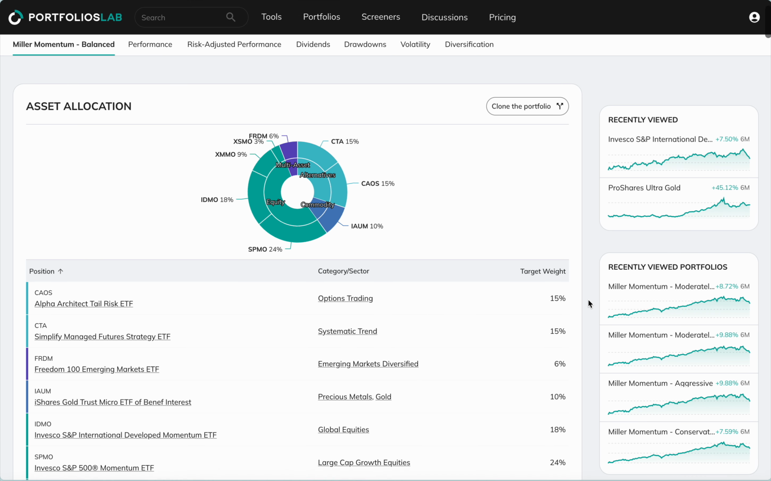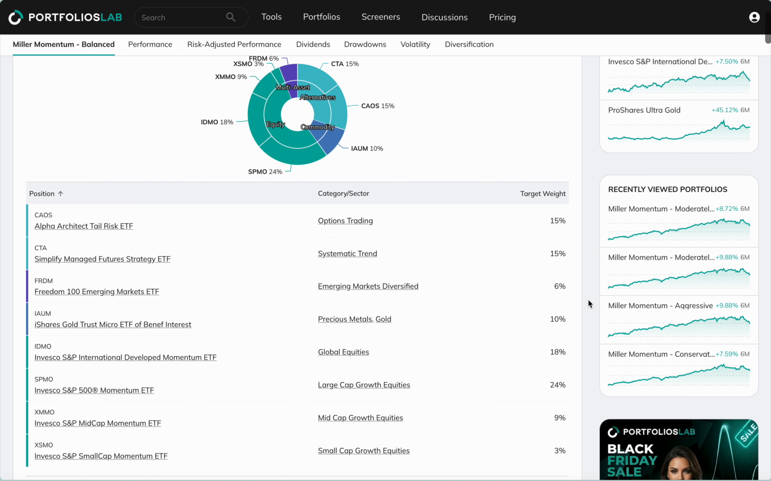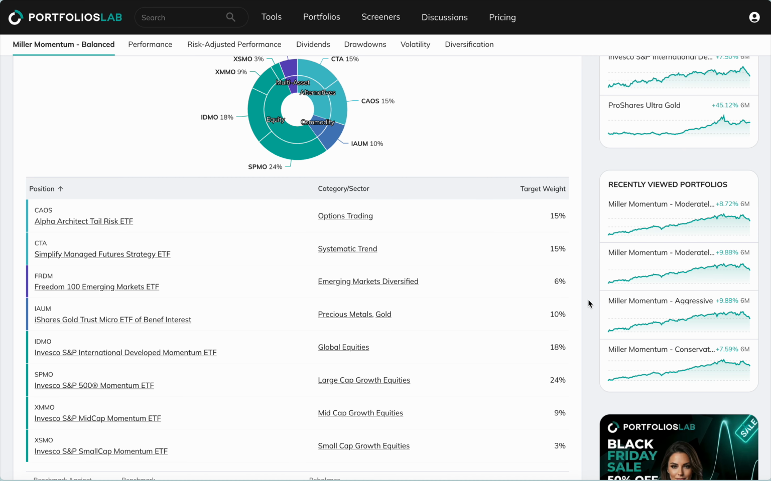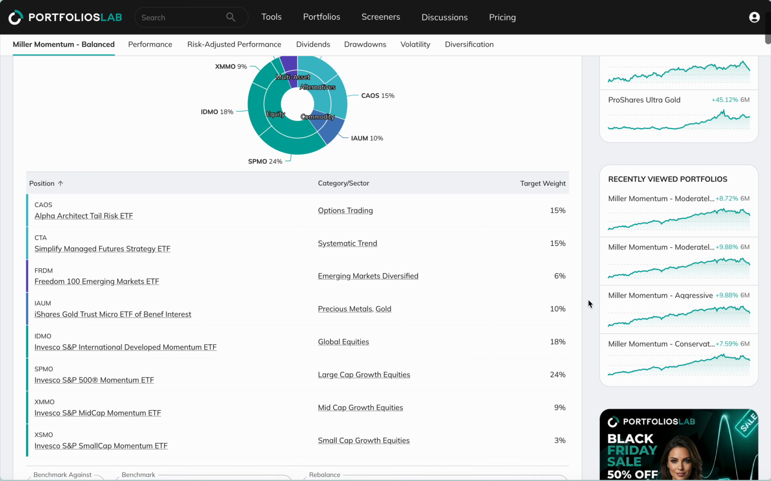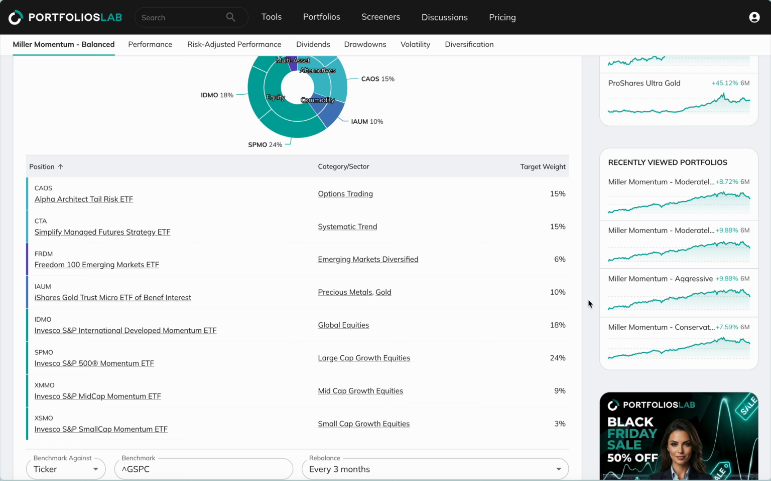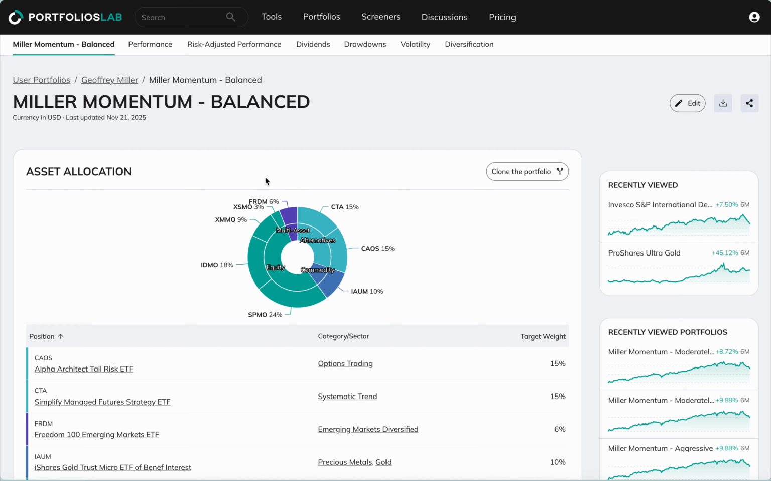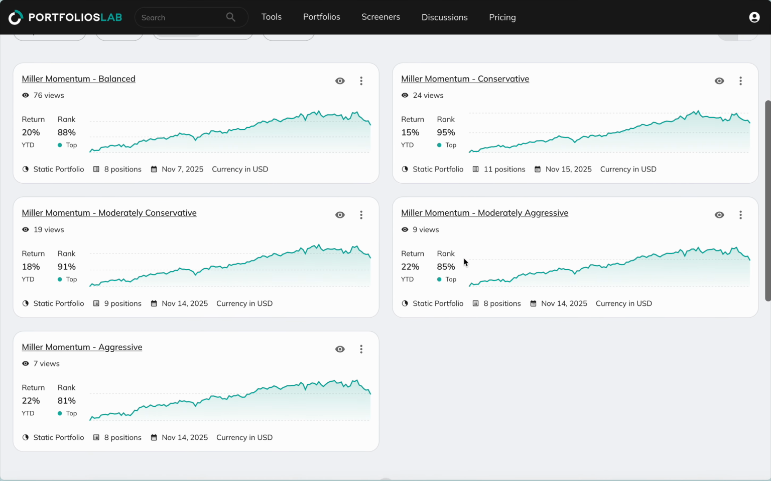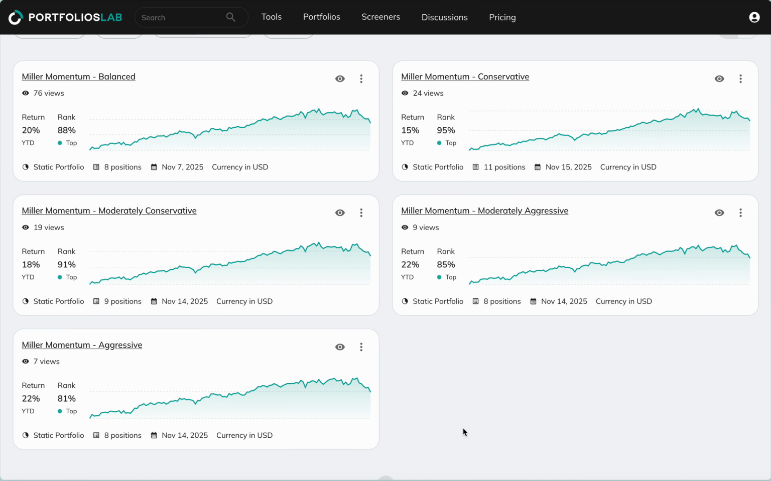But here, I have swapped out the global equity portion for a global momentum strategy, and then the traditional 40% of the 60/40 portfolio goes to alternative trend following strategies. So last time I overviewed the balanced allocation, which is what I'm using in my accounts right now, but there are other allocations: conservative, moderately aggressive, and aggressive.